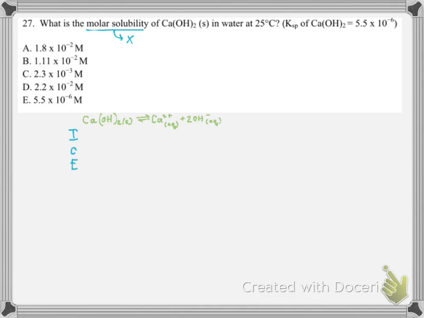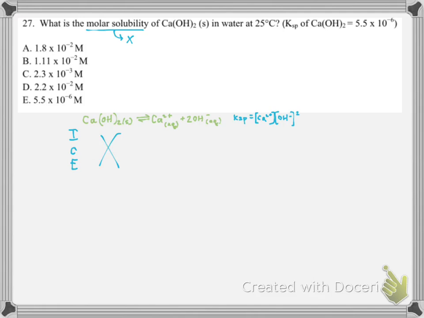And we know that the KSP is going to be equal to the concentration of calcium ions times the concentration of hydroxide ions squared. Okay, and we don't include the solid in that expression. And we're not going to include the solid in our ICE table either.